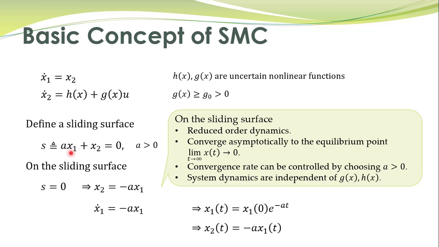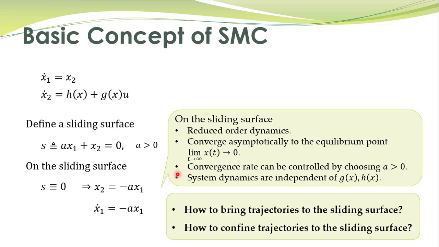So if we can ensure this equation, we can keep the trajectories on the sliding surface. We have these consequences, these good results. But now there are questions, that is how to bring the trajectories to the sliding surface. By bringing the trajectories to the sliding surface, we mean that how we can satisfy this equation. So how to bring the trajectories to the sliding surface? This is the first question.